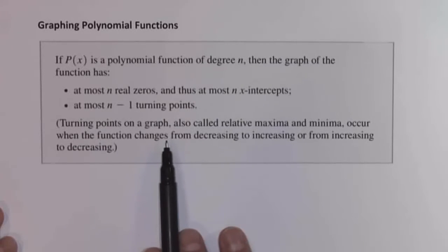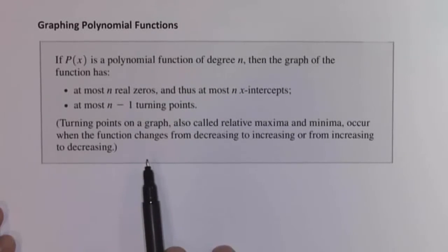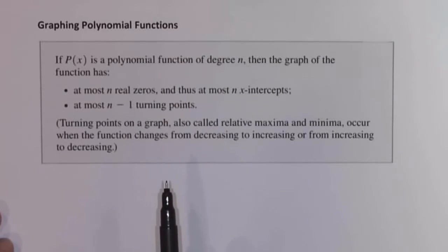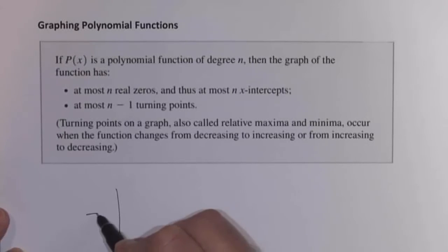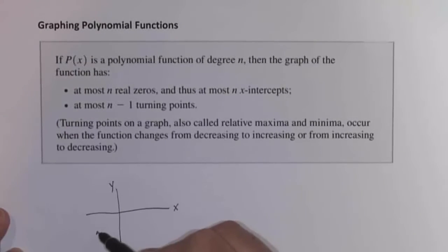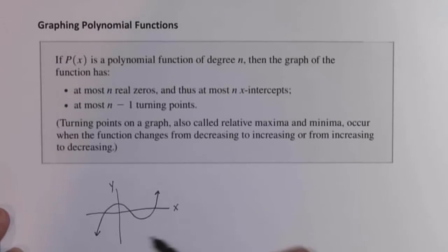Turning points on a graph are called the relative maxima and minima, and these occur when the function changes from decreasing to increasing or from increasing to decreasing. So for example, if we look at the graph of a cubic function, as we've discussed previously, it usually has this drain pipe sort of look.